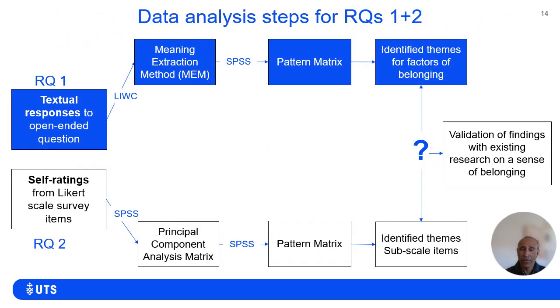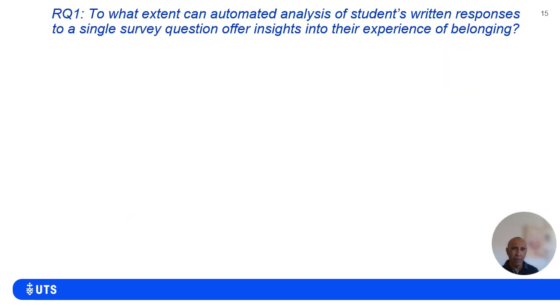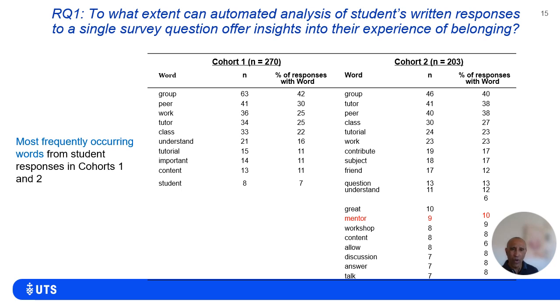The process for research question 1, the analysis of the results, will be shared in the next few screens. The LIWC analysis helped in the generation of the most frequently occurring words from the student responses. They were then classified into two different cohorts, cohort 1 and cohort 2. And needless to say, the word mentor appeared quite frequently in the responses to one focal question by students in cohort 2.